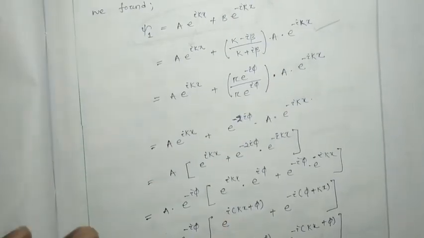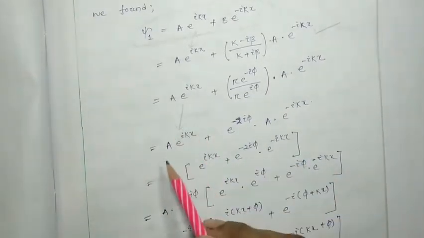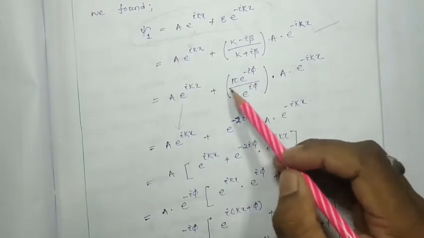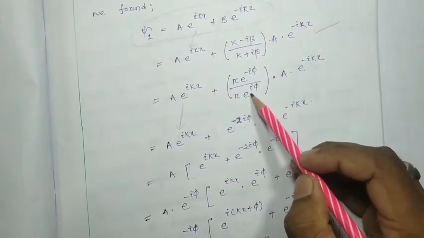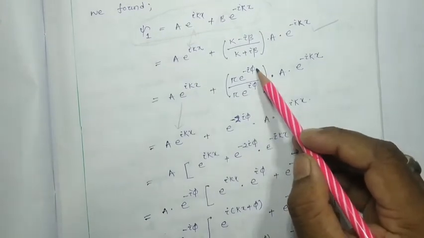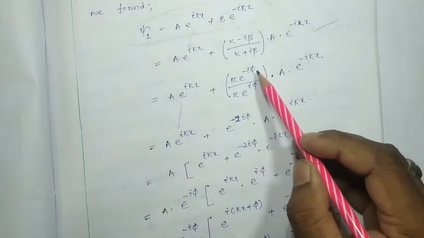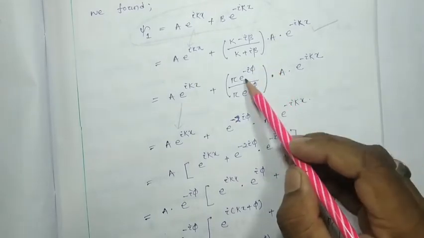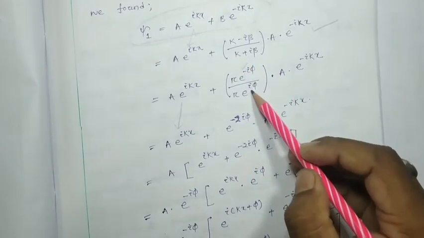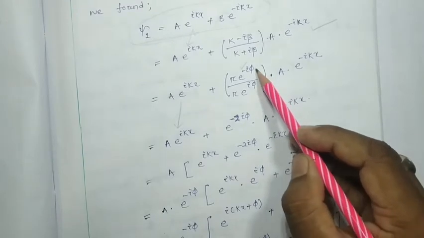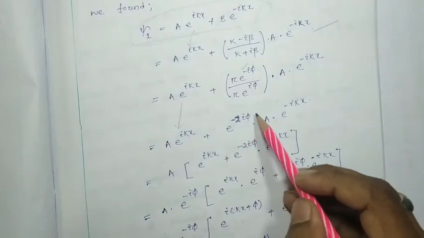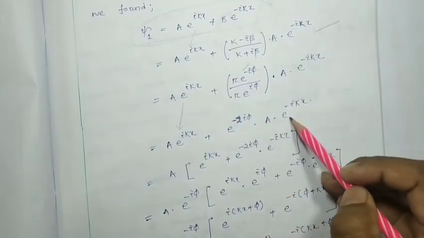So this will be a e to the ikx plus, if we take here, r gets cancelled. The exponent that is plus moves to the denominator and will be minus. So e to the power i phi into e to the power minus i phi; e to the power i phi already is there. This will be moved to the numerator, again it will be e to the power minus i phi. So it will be e to the power minus 2 i phi into a into e to the power ikx.